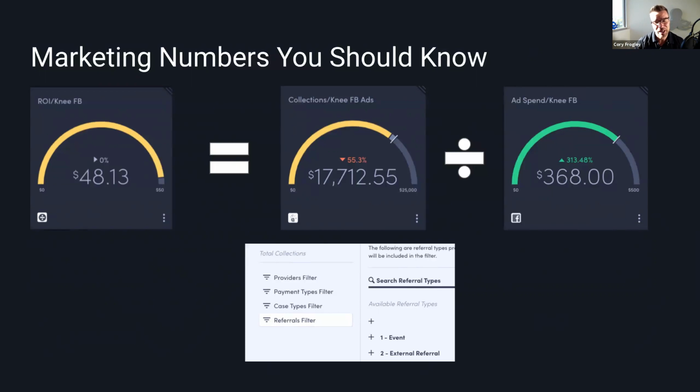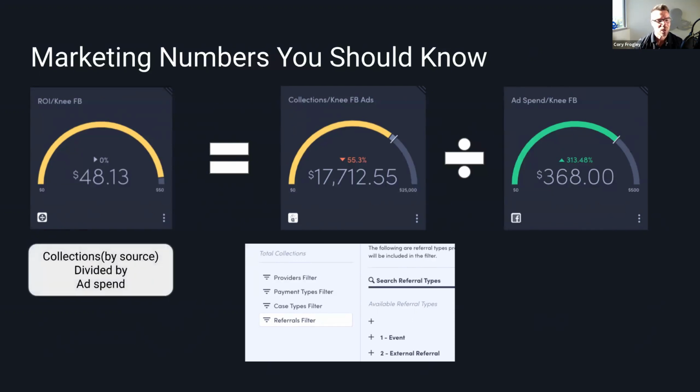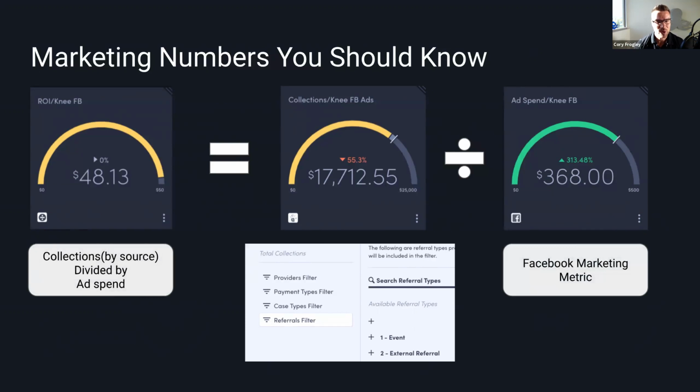And it's a great way to communicate to marketing companies that are working with you. You see, when you hire an external marketing company, you have to know the key metrics worth talking about. And these are the key metrics worth talking about. And so that's collections by source divided by ad spend. So there's your formula for this ROI.